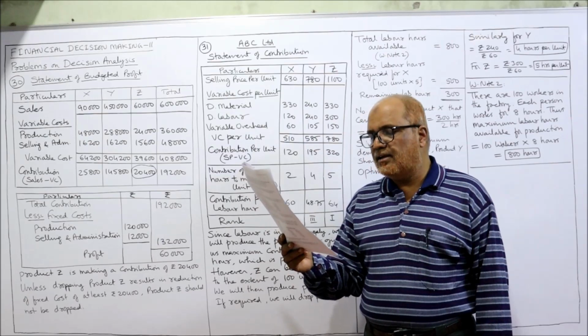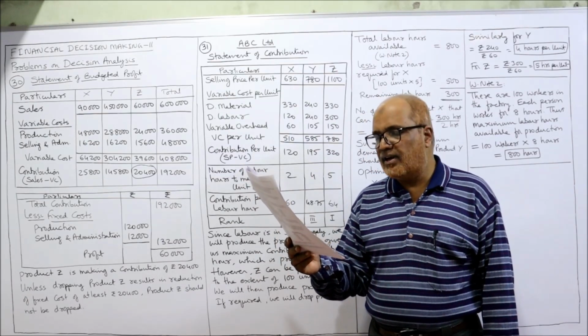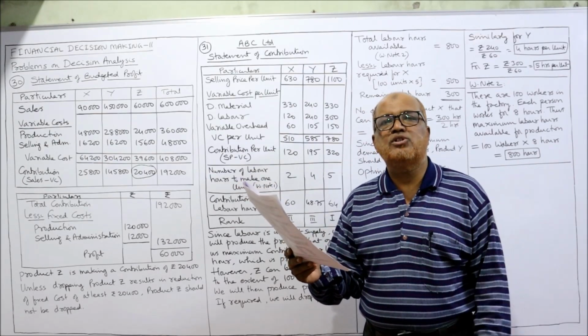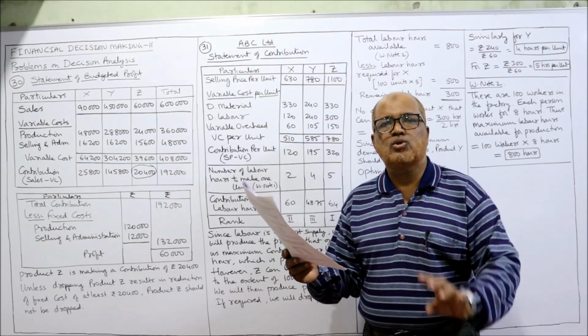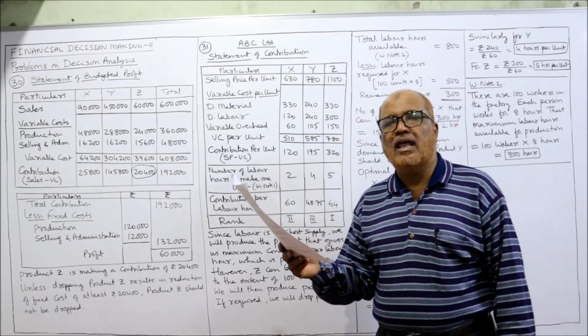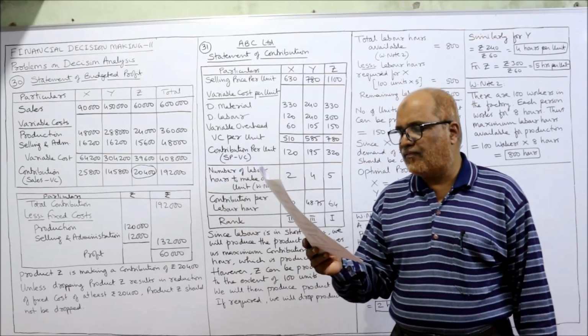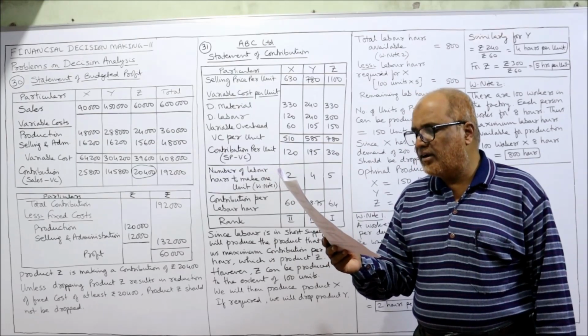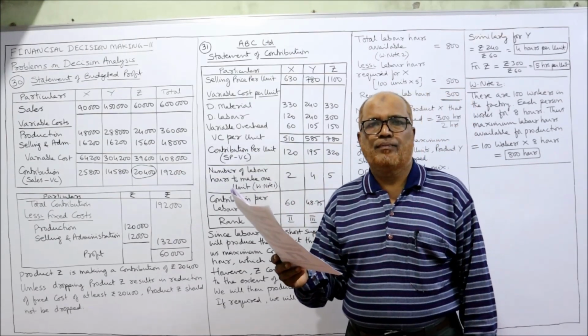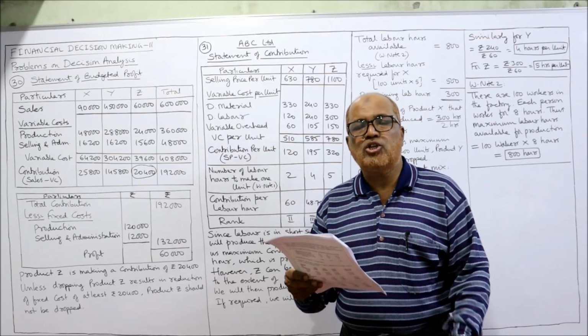Selling price is 630, total cost is 570. So 630 minus 570, you will get 60 rupees profit. Sales minus total cost. Similarly, Y, 780 minus 690, you will get 90 rupees per unit profit. Z, 1100 minus 930, 170 is the profit. This is the statement given. Next page, it is given.